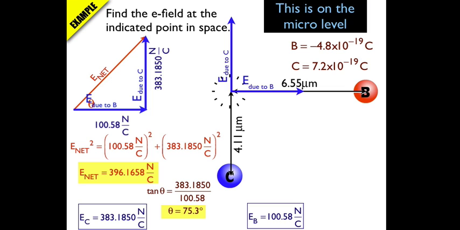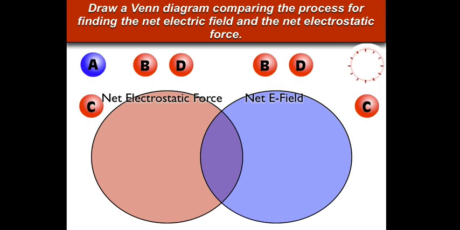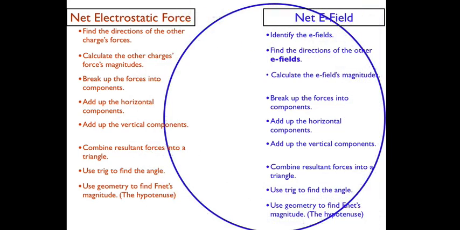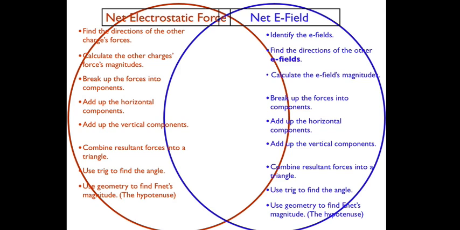Now let me show you how this compares to Coulomb's law and some of the previous problems that were done. I can look at the process, and I can see that the process is actually very similar. So here's my little Venn diagram. I'm going to start with the net E field and the net electrostatic force. In other words, Coulomb's law and the E field.